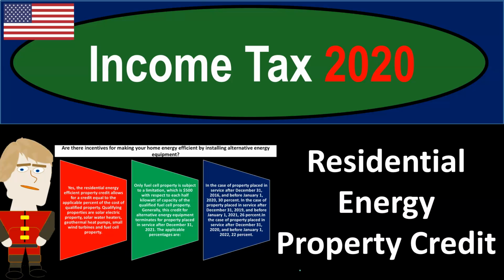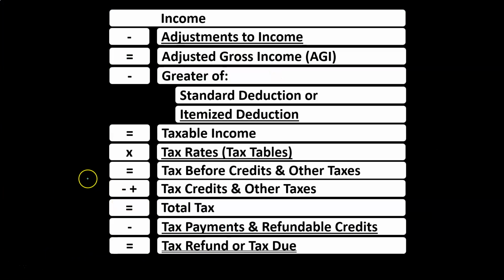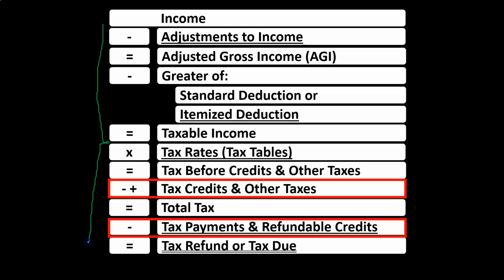Residential energy property credit. When thinking about the income tax equation, we're going to be on the bottom in the credits and payments section, remembering that we can break our income tax equation into two halves. The first half, in essence, a modified income statement. The second half, then, the calculation of the tax, and then application of payments and credits to get to the bottom line, that of the tax refund or the amount due.